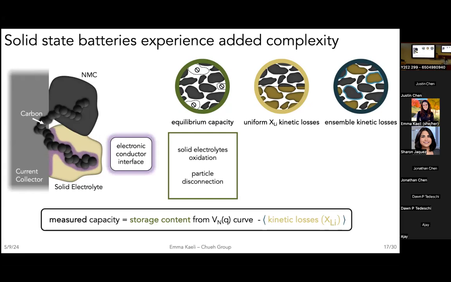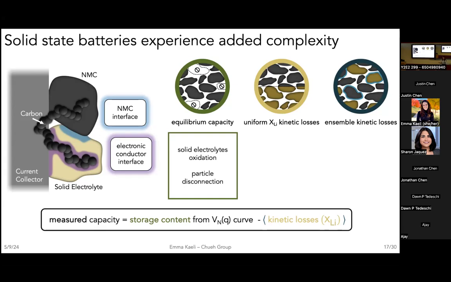This means that at any electronic conductor interface, you can operate your solid electrolyte like an additional positive electrode material. You can extract lithium and electrons from it. This adds some question marks when you're trying to understand your charge-discharge capacity in solid state batteries. This can also happen at the NMC interface because that is also an electronic conductor. Additionally, as I mentioned in the last section of my talk, the NMC particles are going to change shape and size as we are cycling our battery.